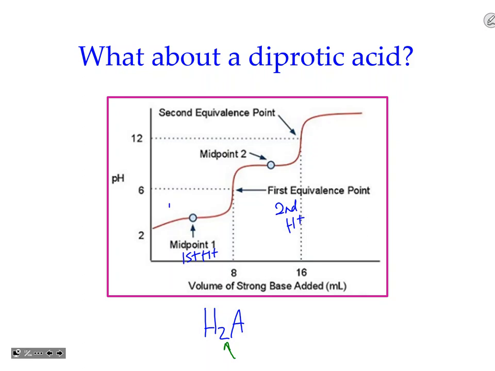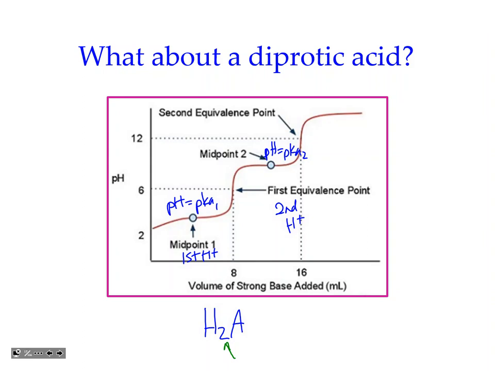Now here, the pH is equal to the pKa of the first one, the first Ka, and this one would be the pH equals the pKa of the second one. You have two buffer regions, you have two inflection points, that means you have two equivalence points here. It's basically two titrations on the same graph is what we're looking at for a diprotic acid.